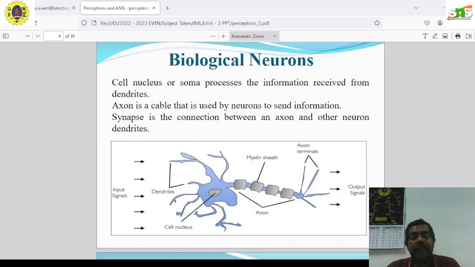And we have the myelin sheath. This myelin sheath plays an important role in generating these signals and transferring them to other neurons. The synapse is the connection between an axon and the other neuron's dendrites. This is an important communication parameter in actual neurons.